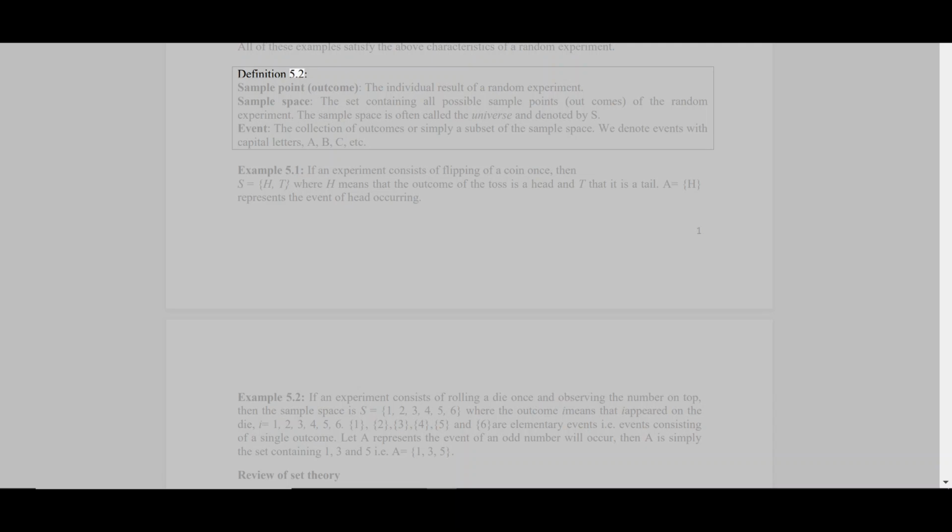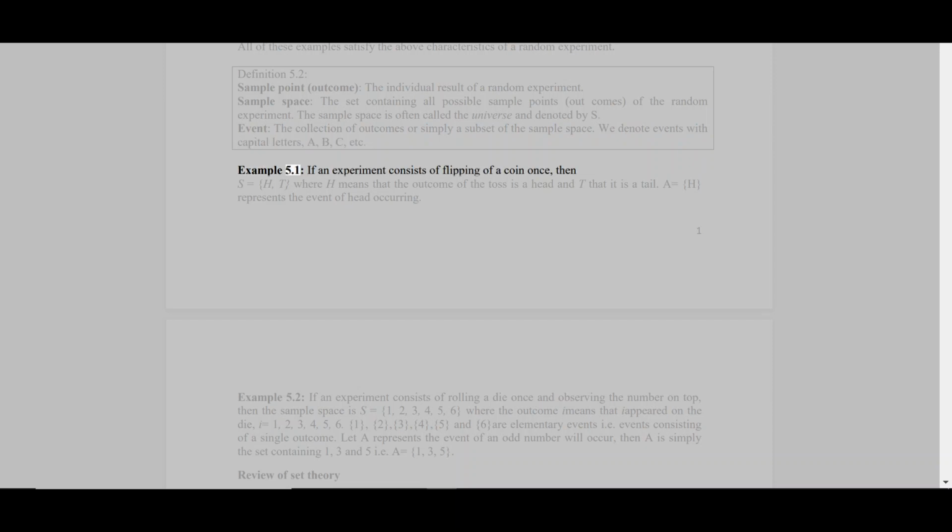Definition 5.2: A sample point, or outcome, is the individual result of a random experiment. The sample space is the set containing all possible sample points, outcomes, of the random experiment. The sample space is often called the universe and denoted by S. An event is a collection of outcomes, or simply a subset of the sample space. We denote events with capital letters A, B, C, etc.